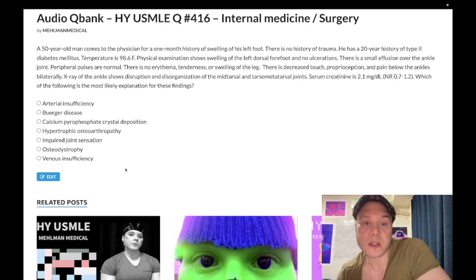So as I prefaced, this could be an extended clip. All right. I mean, there's lots of important talking points here, but Charcot joints, neurogenic joints, and peripheral neuropathy due to diabetes, very high yield for USMLE.